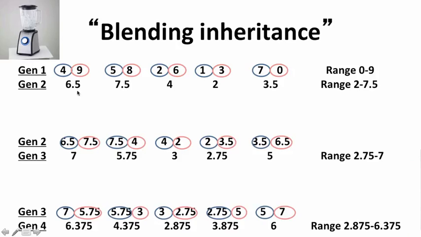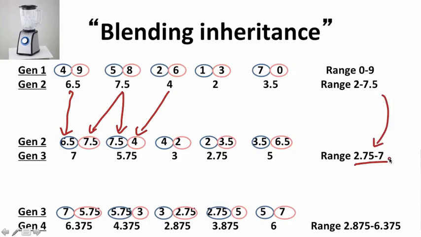So here, what I've done is I've taken these two individuals here and had them have a kid, and these two individuals here have a kid, etc. So I'm basically using the same individuals here. I'm not manipulating the numbers in any way. And you can see here in generation 3, the new range is 2.75 to 7, which is smaller than the previous one. In the fourth generation, it's 2.875 to 6.375. If you iterate this over and over again, you lose all variation.